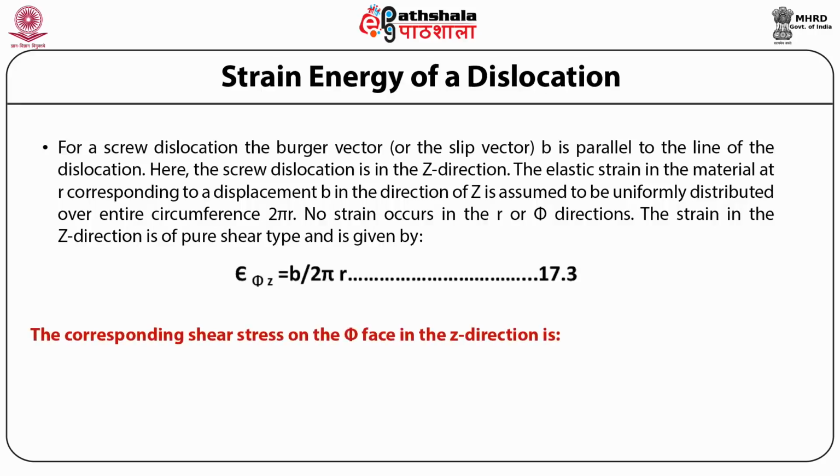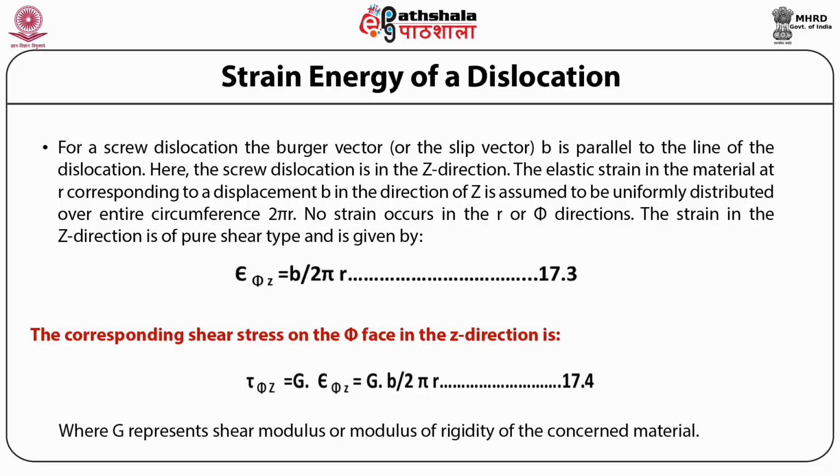The corresponding shear stress on the phi face in the z direction is tau phi z equal to G into epsilon phi z equal to G into b upon 2 pi r, which is given as equation 17.4, where capital G represents the shear modulus or modulus of rigidity of the concerned material.